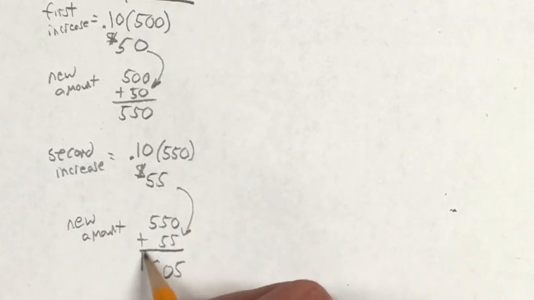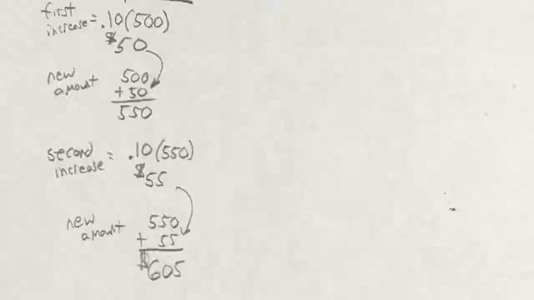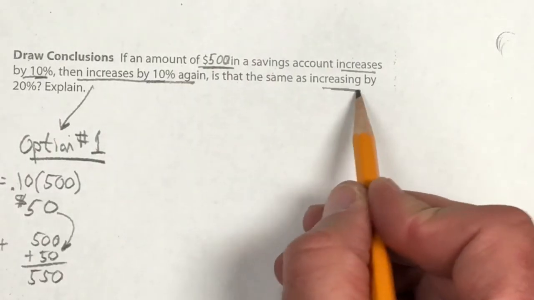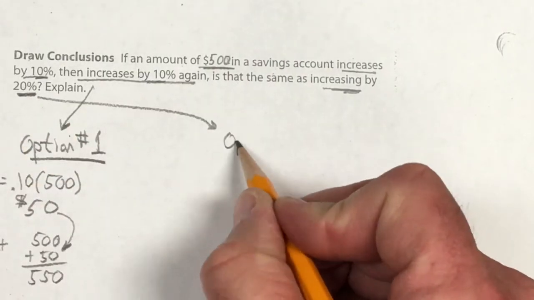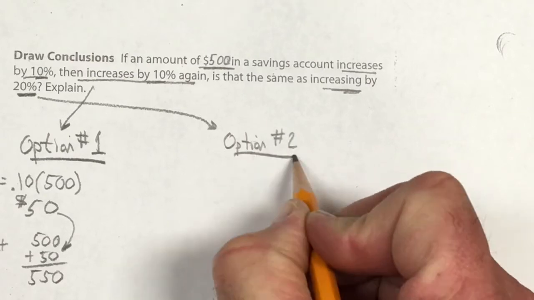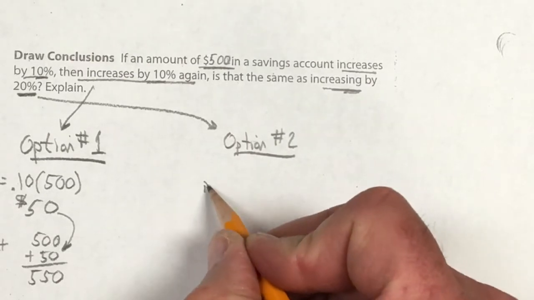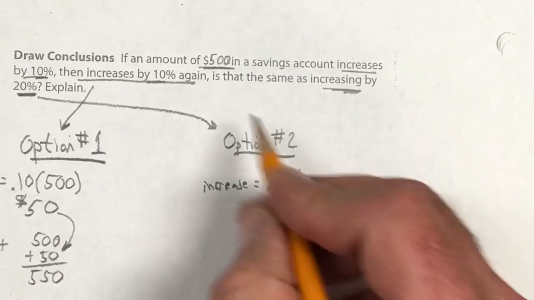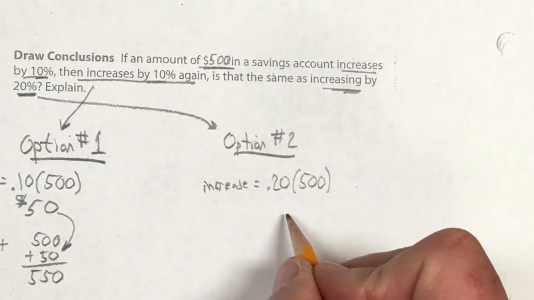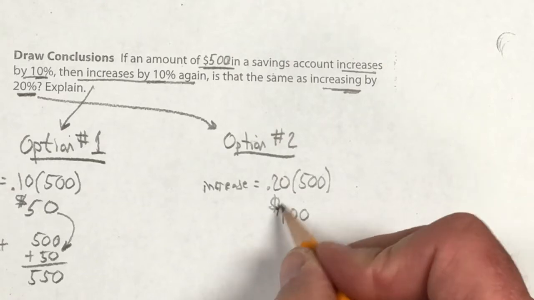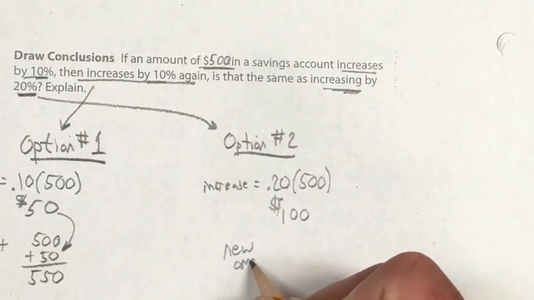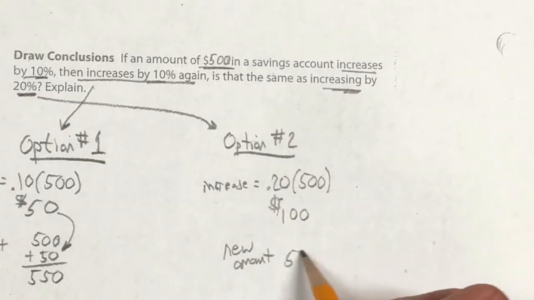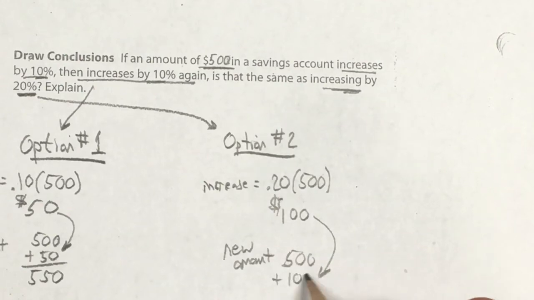Now let's look at option 2. In option 2, we want a 20% increase right off the bat. So you take 20% as a decimal, which is 0.20. Multiply that by the $500 amount in the savings. You end up with a $100 increase. Add that on, and now you have $600 in your savings account.